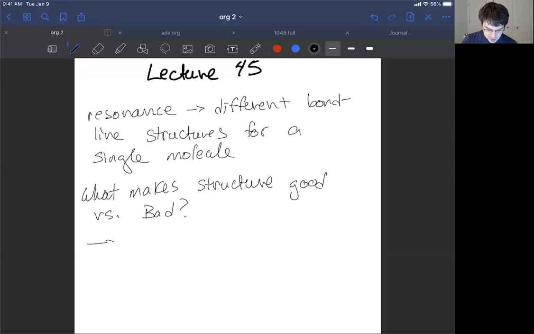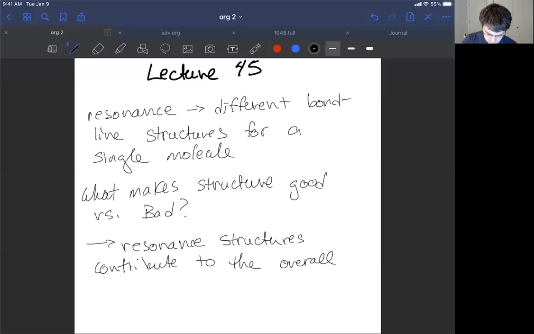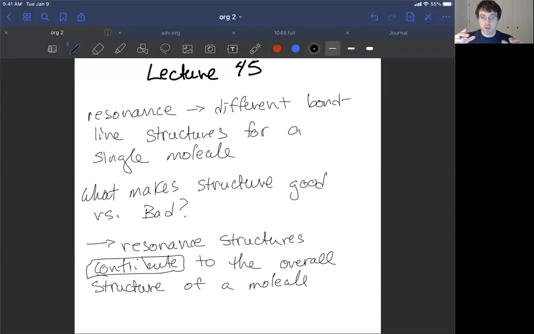So what we have to recognize is that resonance structures contribute to the overall structure of a molecule. Again, we have one molecule, we're depicting it with multiple bond line structures. Some bond line structures are better than others for these contributions. They don't necessarily go the distance and completely, fully, and accurately describe our molecule of interest, but they go a lot further and get a lot closer to the finish line than some other ones.